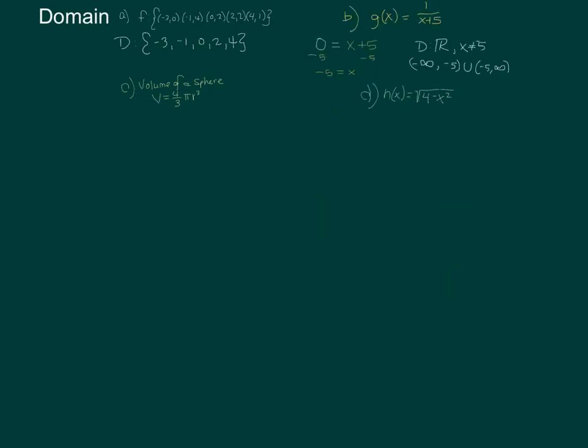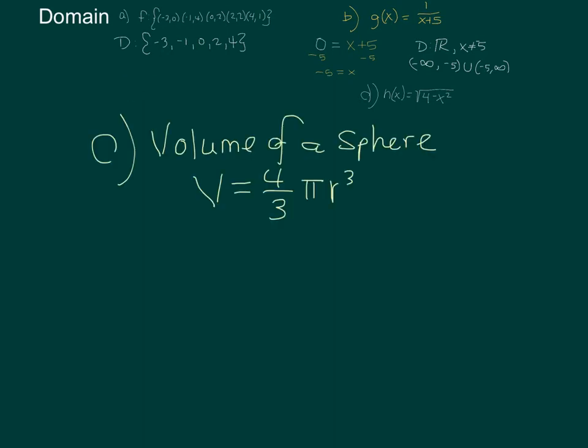Now we're going to look at when we have a formula for a specific situation. Here we're talking about the volume of a sphere. Volume is a measurement in three-dimensional space, and it's dependent upon, I'm going to read this to you, volume is 4/3 pi r squared. So volume is dependent upon this radius value here.